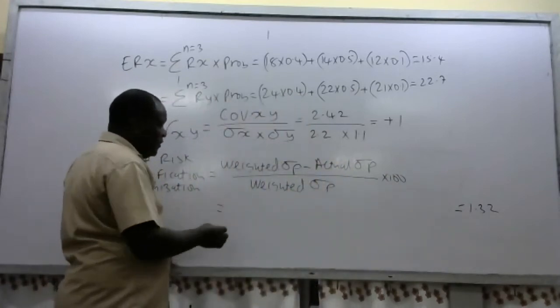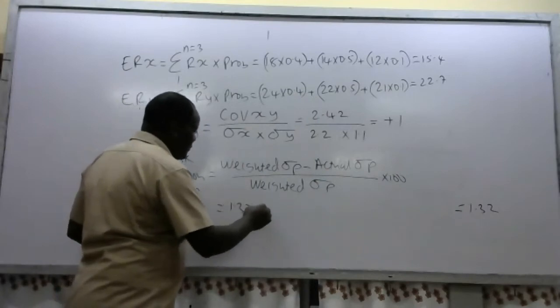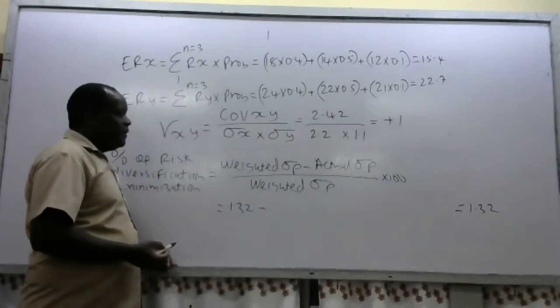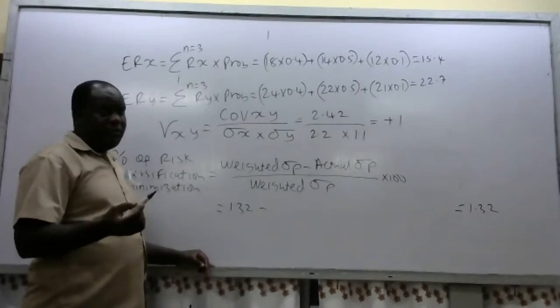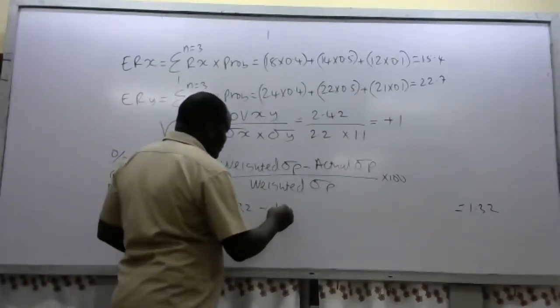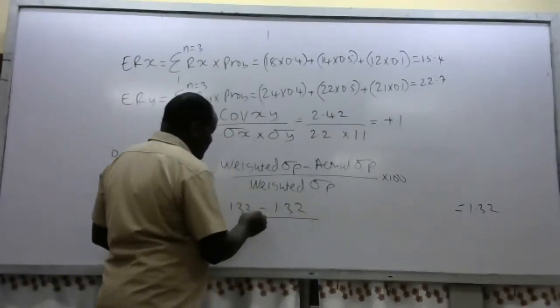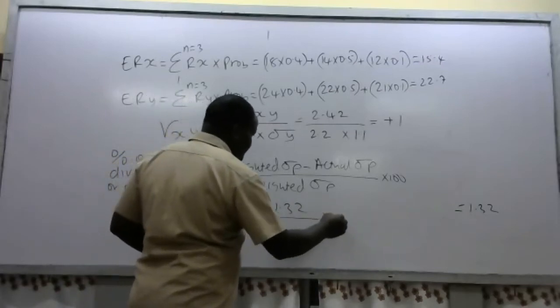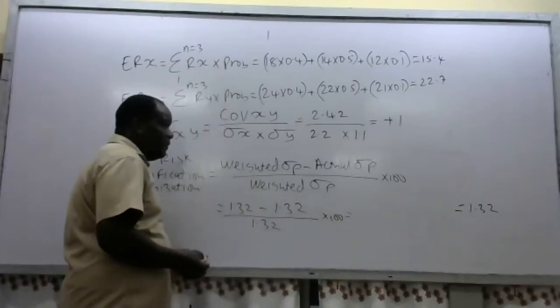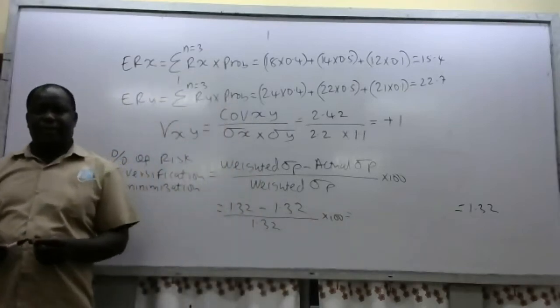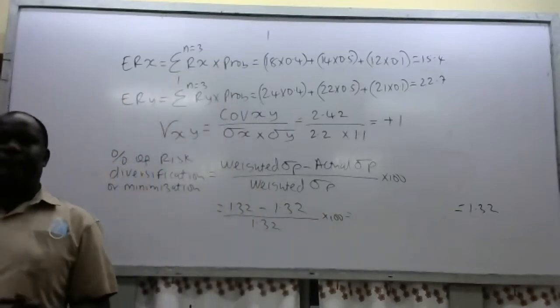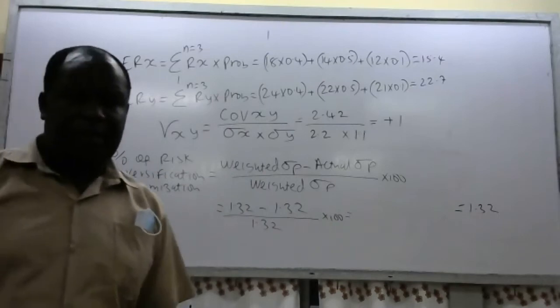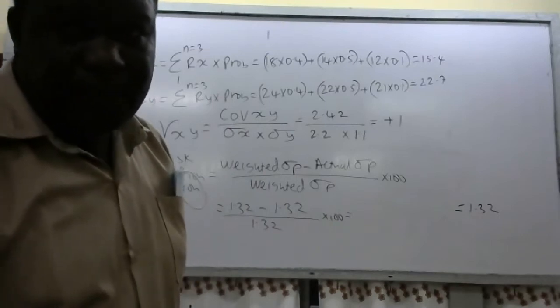So weighted, it is 1.32. Also the actual, you got 1.32. Also divide by 1.32. Then show it as a percentage.